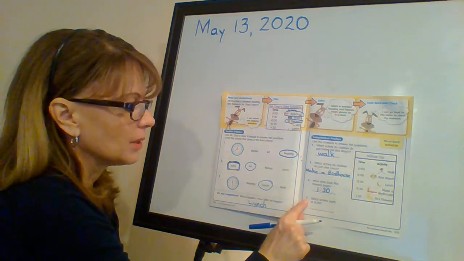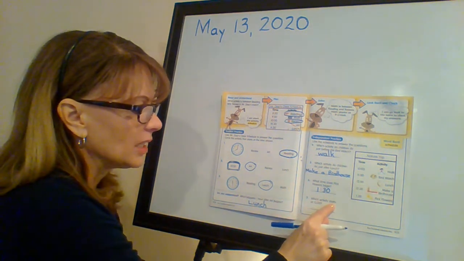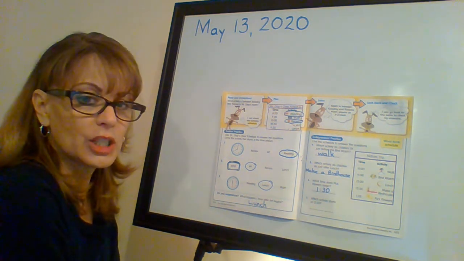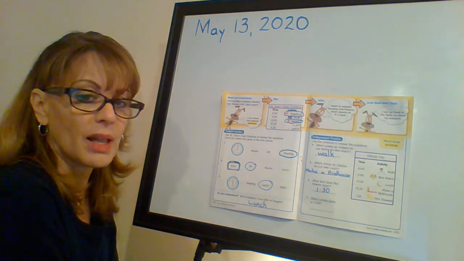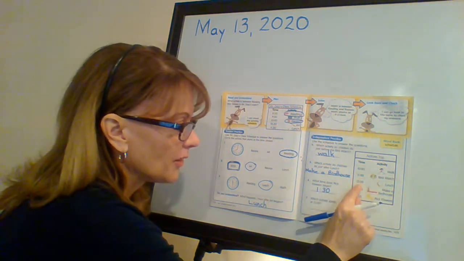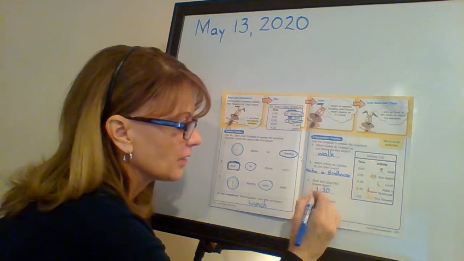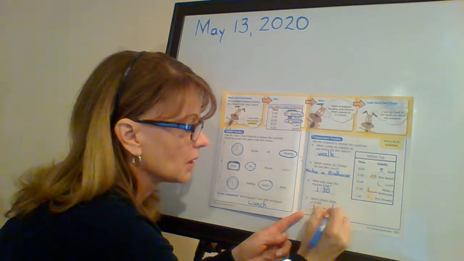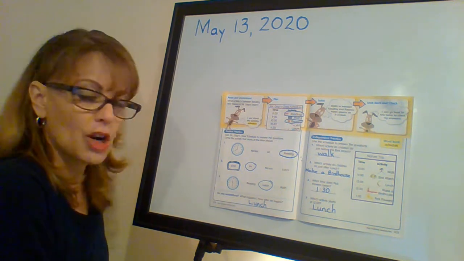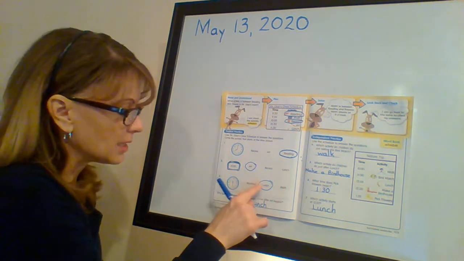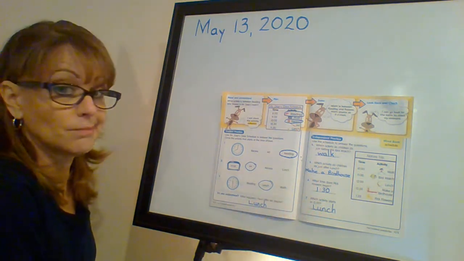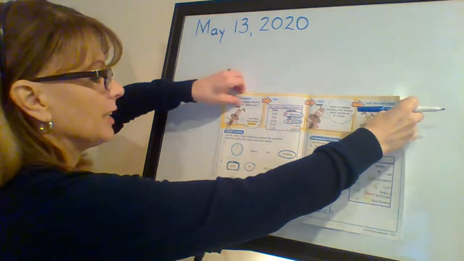Number 7. Which activity starts at 12 o'clock? Put your finger on it. Well, there's 12 o'clock, and there's the activity. So go ahead and write lunch. Somebody must have been hungry when they planned this activity because I see lunch here and here and here. All right.